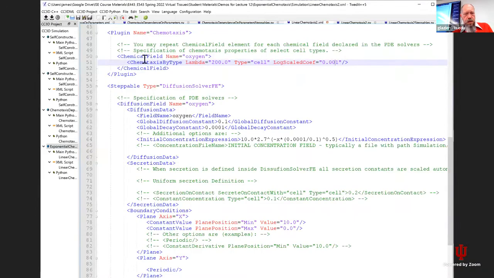I went into the chemotaxis field and I increased the lambda chemo a little bit. It was 100 before, I made it 200. Maybe if I'm impatient, I can even make it a little bigger, 400. And then I added log scaled coefficient, and I decided to not make it 1, but to make it small and see what happens. So I tried 0.001. Everybody, you can try that if you like. So change the value of lambda chemo to be a little bit bigger, and then add log scaled coefficient. 1,000. And now I'm going to run that.